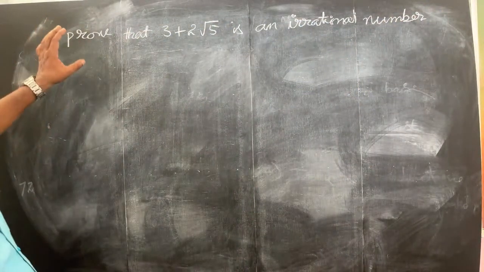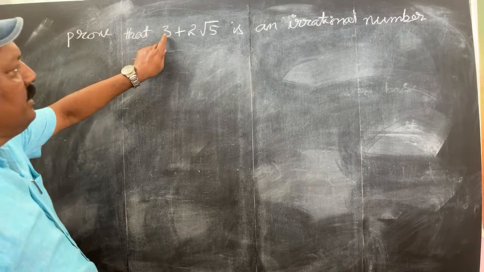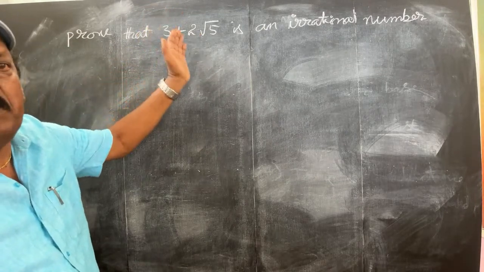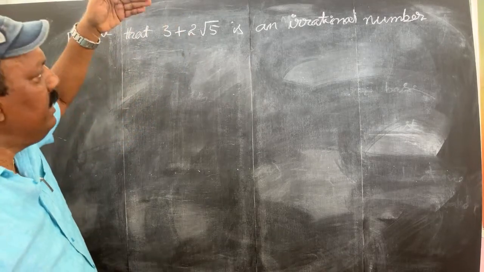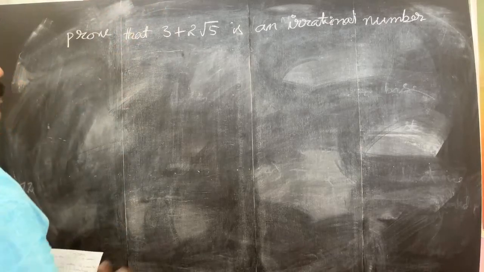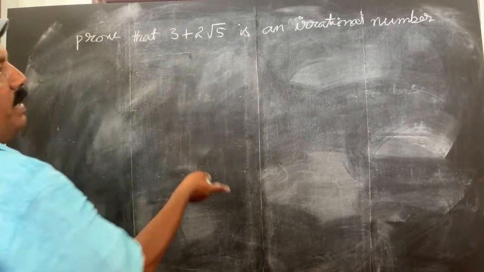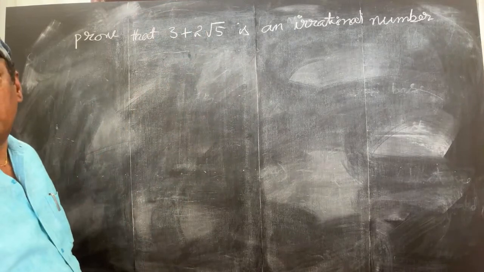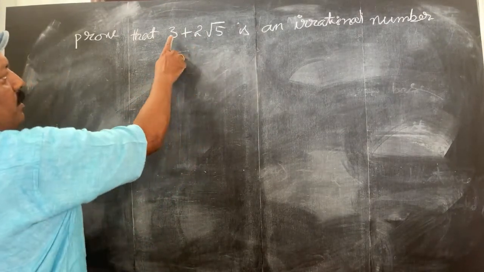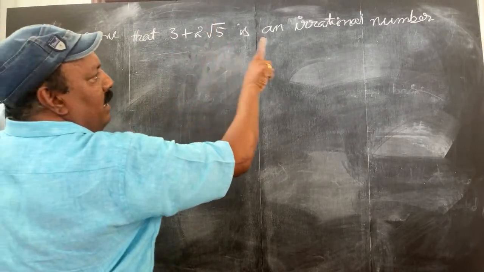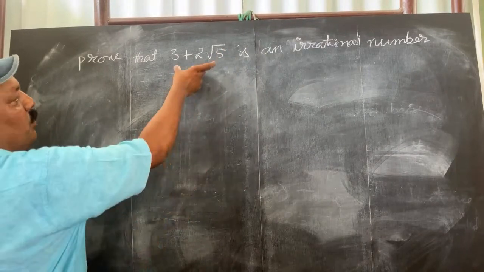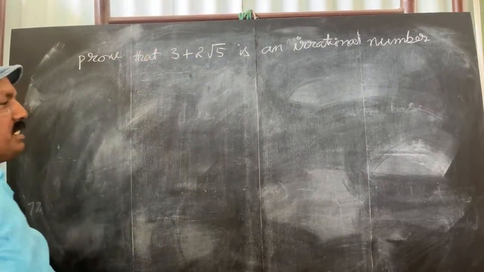What the question means is that it is already given that this is an irrational number, and it is asking for the evidence, the proof, the steps you will show. To prove this as an irrational number, we first have to consider it as a rational number. Before proving, you consider 3 plus 2 root 5 as a rational number and start.